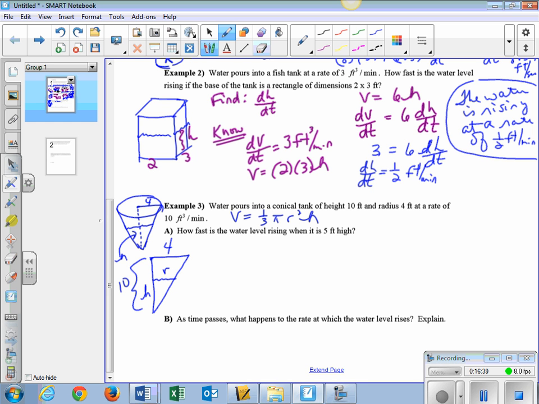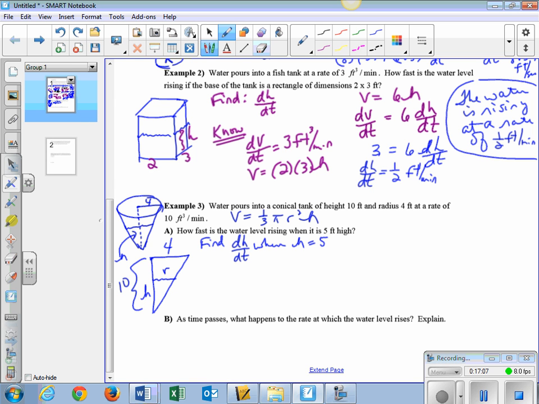Okay, so let's figure this out. How fast is the water level rising when it's 5 feet high? So I'm trying to find dH/dt when h is equal to 5 feet.